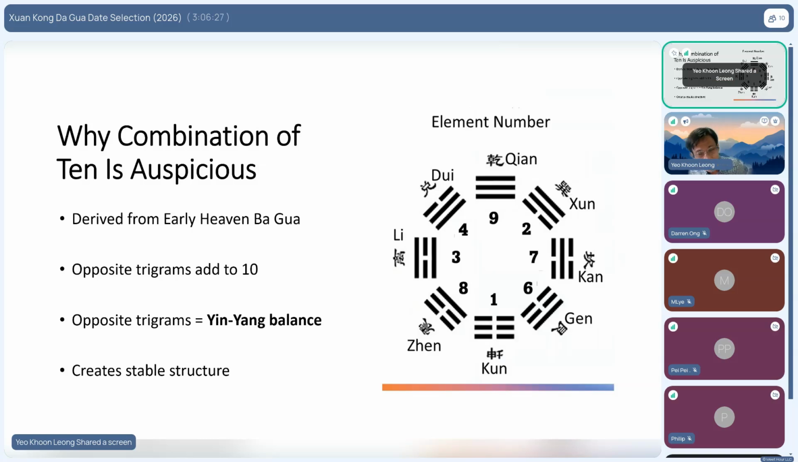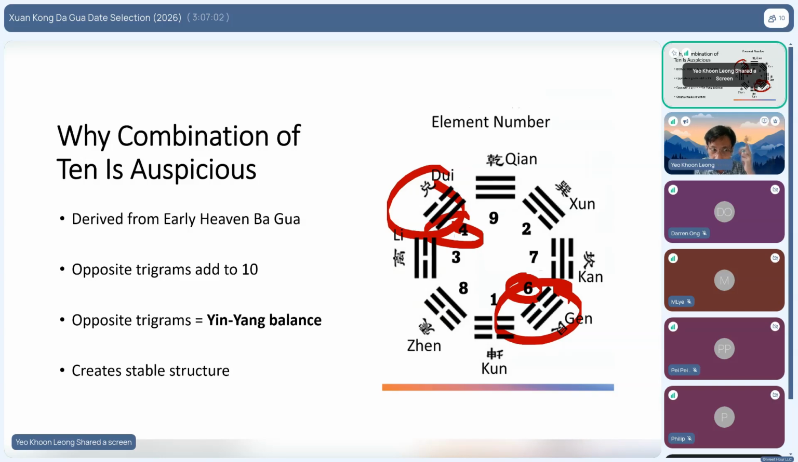So why is combination of 10 auspicious and why is it my personal favorite? Number one, as I've explained just now, it is derived from the earlier heaven Bakwa. Opposites add up to 10. I've shown you already. I've drawn you the 9 grids. And then opposite trigrams, for example, 6 and 4, right? Add up, this is 兑卦 and 艮卦, right? One is youngest daughter, one is younger son, right? A very good yin-yang pair. The balance is there already. So it's very stable. This combination of 10 structure is very, very, very stable. That's why my most preferred criterion is combination of 10.